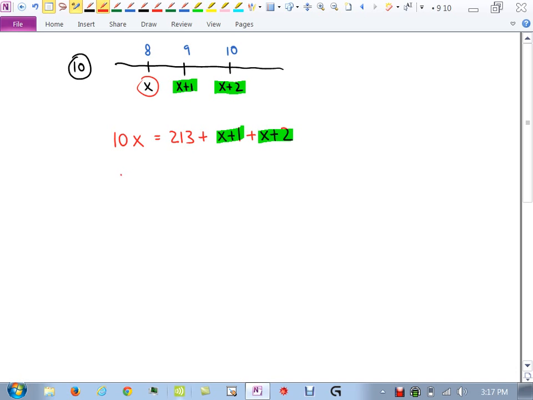So that's our equation. And what I can do is combine on the right side. I've got 2 x's I can put together. Then 213 plus 1 plus 2, that's 216. Now I will subtract 2x from both sides. I get 8x equals 216. And now I divide by 8. So that's x is equal to 27.